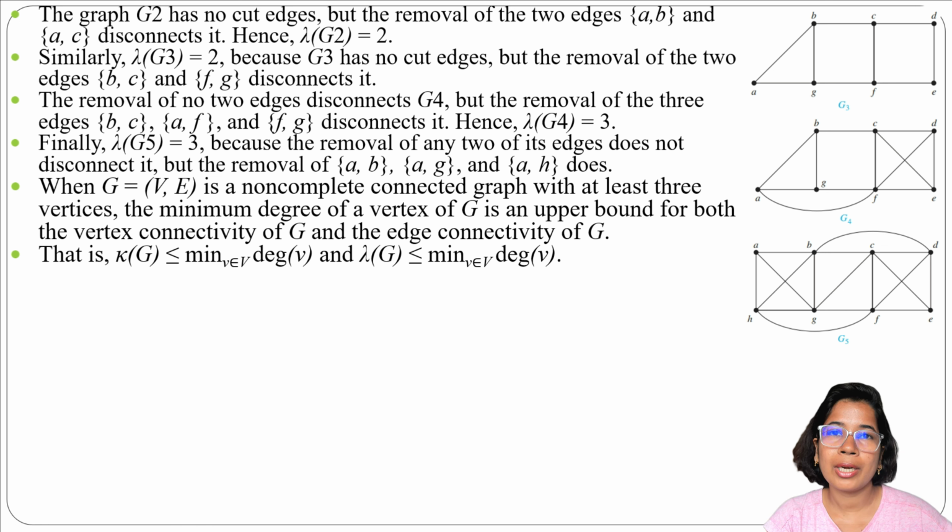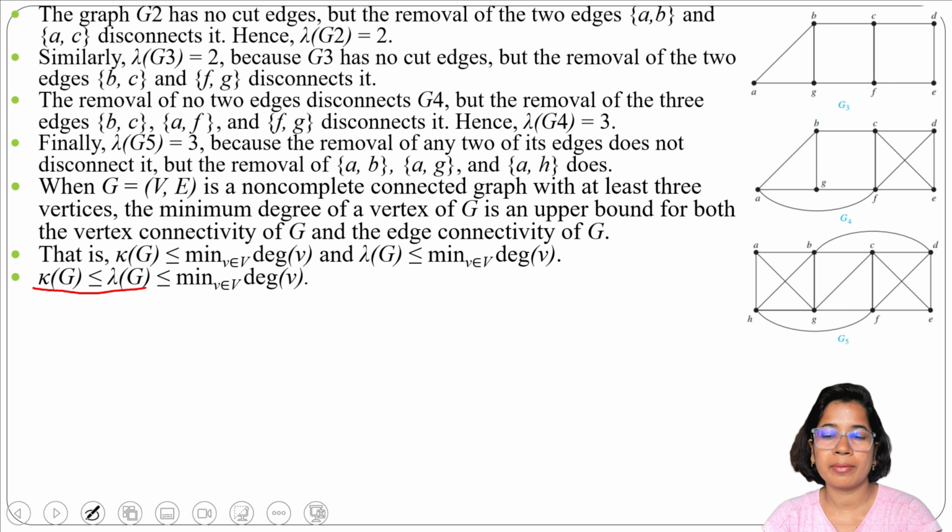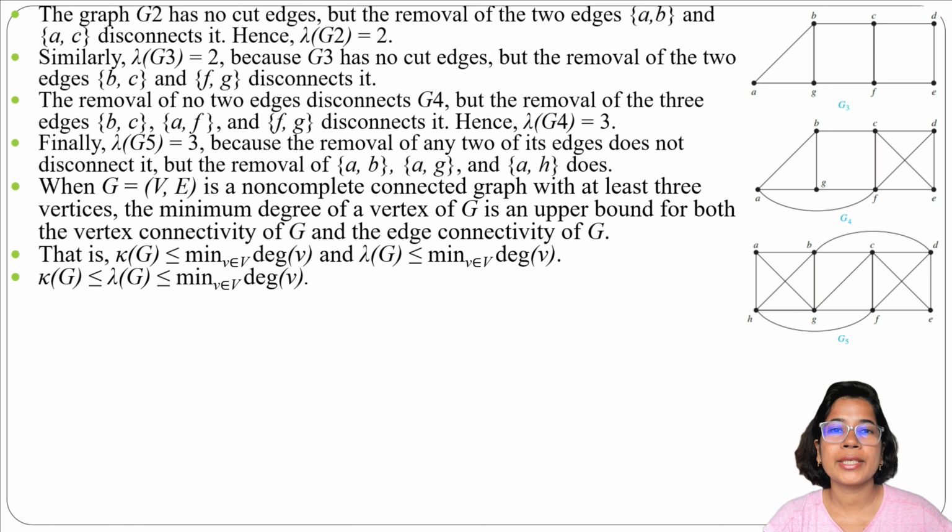Also, another point, vertex connectivity can be less than or equal to edge connectivity. In graph 2, vertex connectivity is 1, whereas edge connectivity equals 2. So vertex connectivity is less than edge connectivity in case of graph 2. We can say K of G is less than or equal to gamma of G, which is less than or equal to minimum degree. So vertex connectivity can be less than or equal to edge connectivity, and that can be less than or equal to minimum degree of vertices.